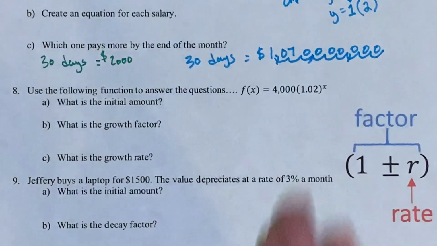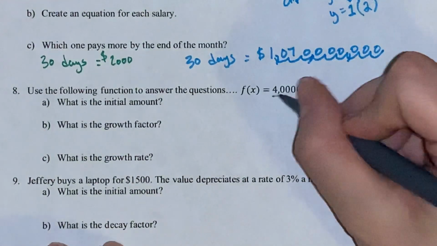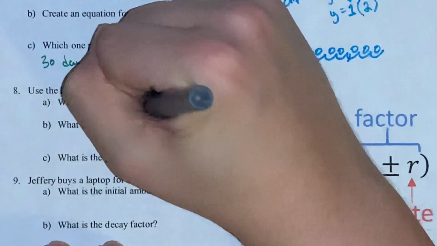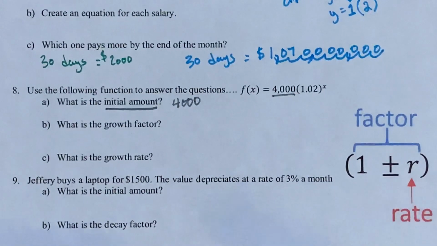So what's out in front of my growth factor or my decay factor? So what is the initial amount? The initial amount is 4,000. So the initial amount is in gray.